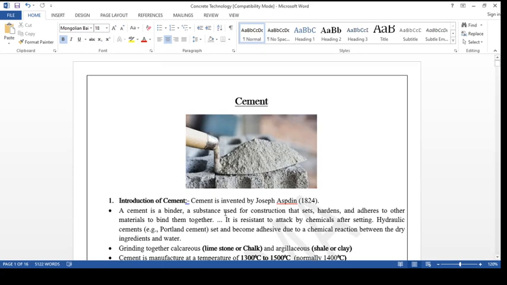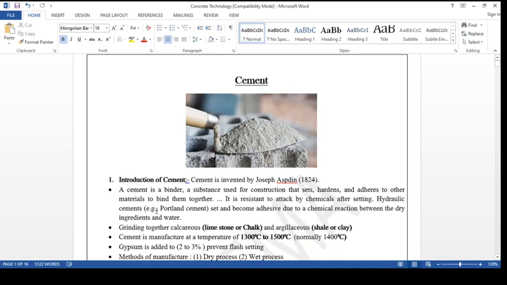Cement, introduced by Joseph Aspdin in 1824. Cement is a binding material, a substance used for construction that sets and hardens and adheres, binding materials together. Okay, and one more thing is there.